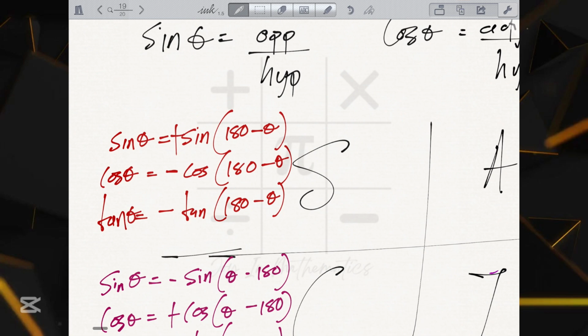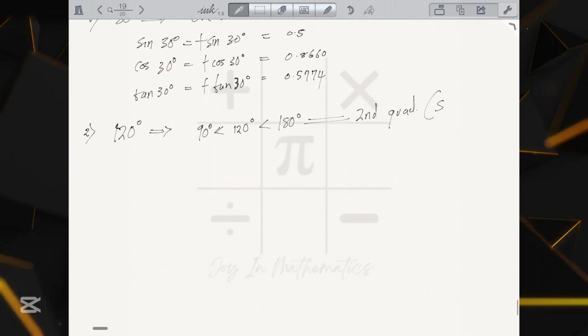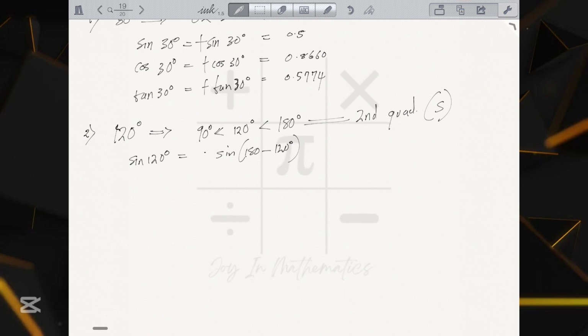And let's apply this. Therefore sine 120 degrees will be equal to sine of 180 minus theta. That's 180 minus 120 degrees, the relative acute angle. And it is positive because in the second quadrant only sine is positive. So therefore we will have positive sine 60, and positive sine 60 is simply 0.8660.